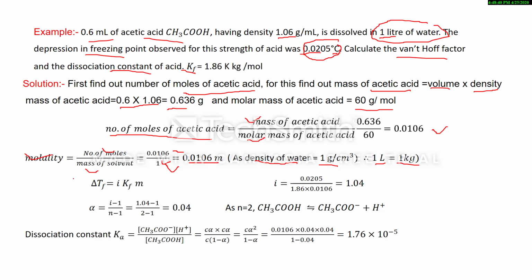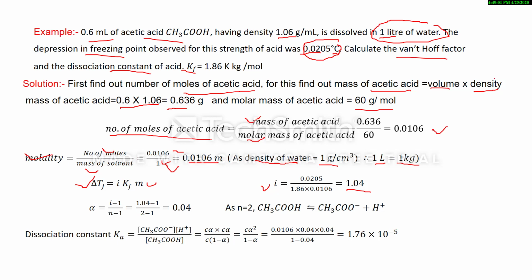Again, use the modified equation for colligative property. Delta Tf is equal to i Kf m. Find out the value of i. Put the value, and this will come to 1.04. Now from this i, that is the van't Hoff factor we have calculated, i is equal to 1.04.